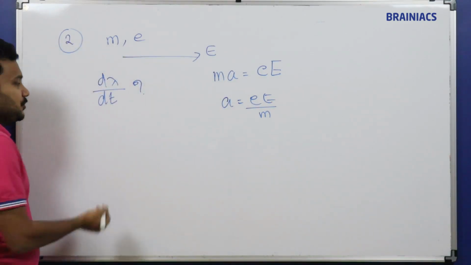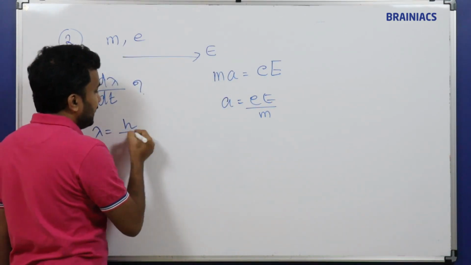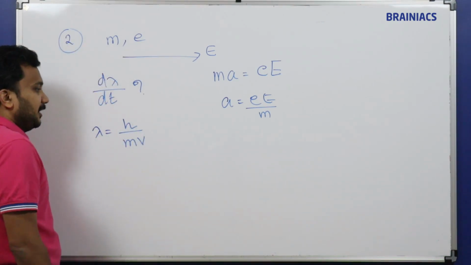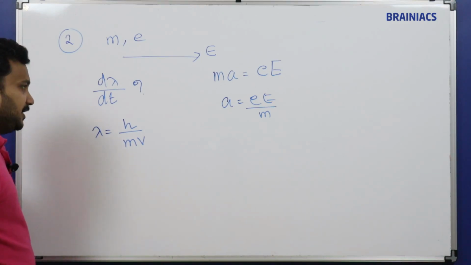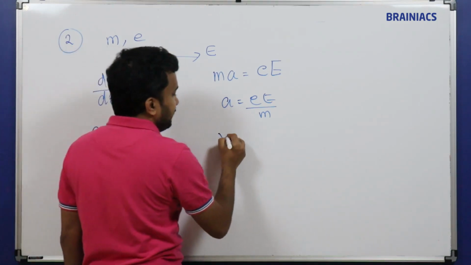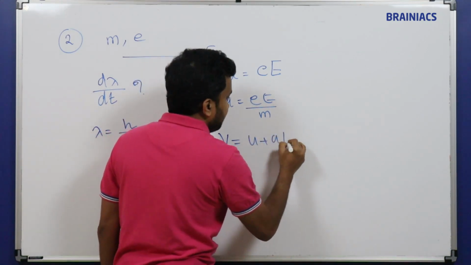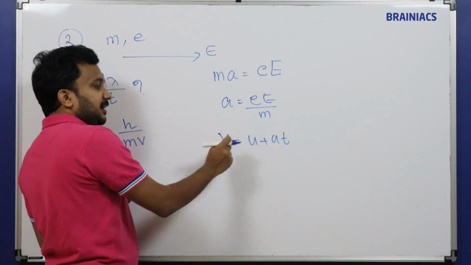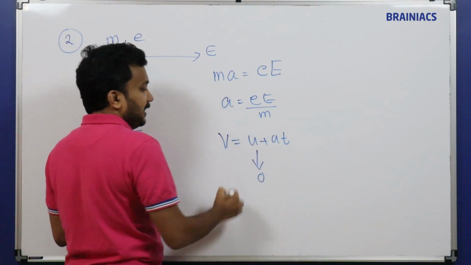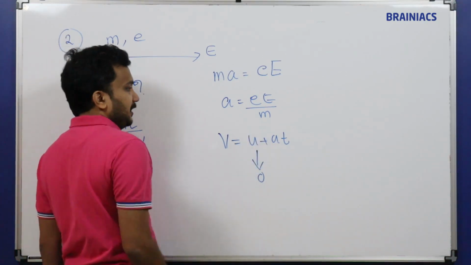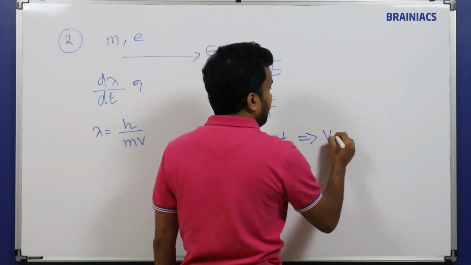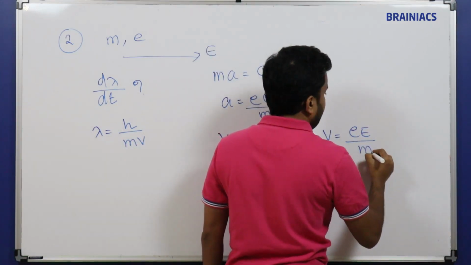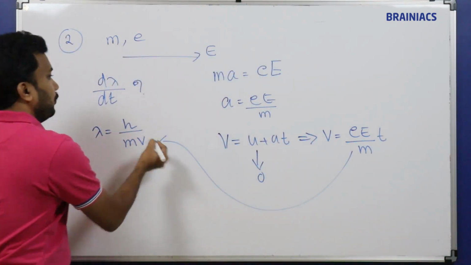But what is the general equation for lambda? Lambda is equal to h by mv. We can use this equation. v is the velocity. We know v is equal to u plus at. This is a one-dimensional motion, and the question says the electron is starting from rest, so u is 0. Acceleration is already given, so we substitute these values. Velocity is equal to a, substituted eE by m, into t. This we will substitute over here.